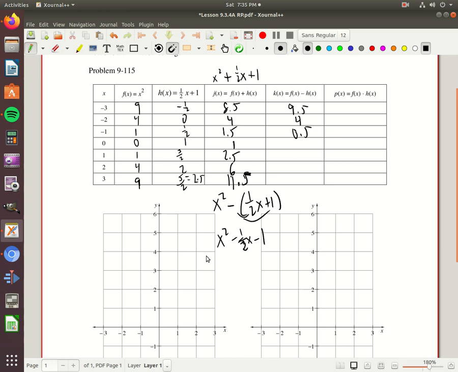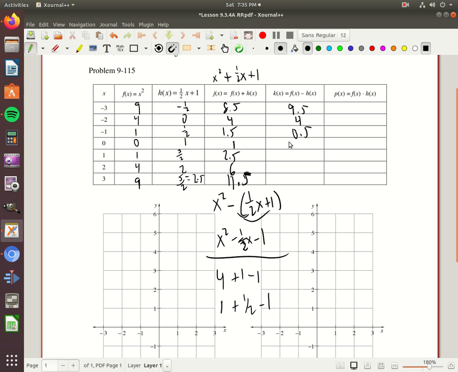What if I plug in 4? I'm sorry, negative 2. Well, I get 4. So negative 2 squared is 4. A negative half times negative 2 is indeed plus 1 minus 1, and I do get 4. And if I plug in negative 1, negative 1 squared is 1 plus a half minus 1, so I do get a half.